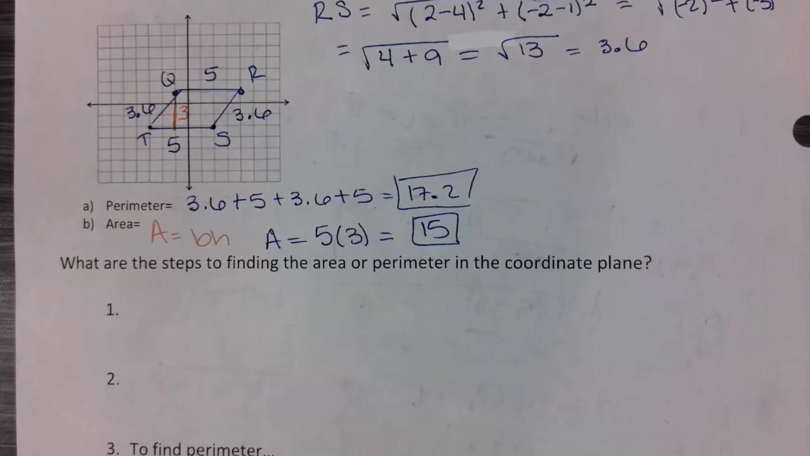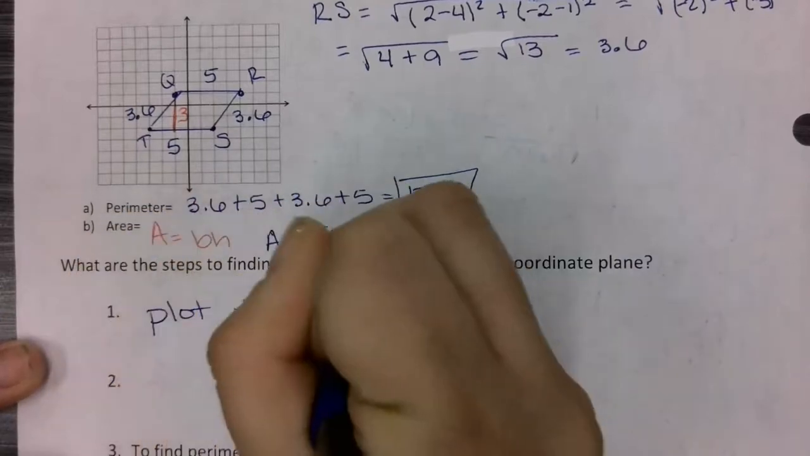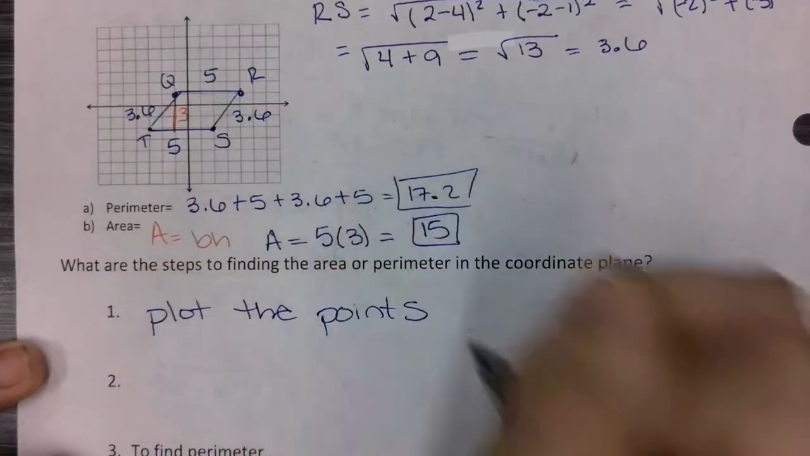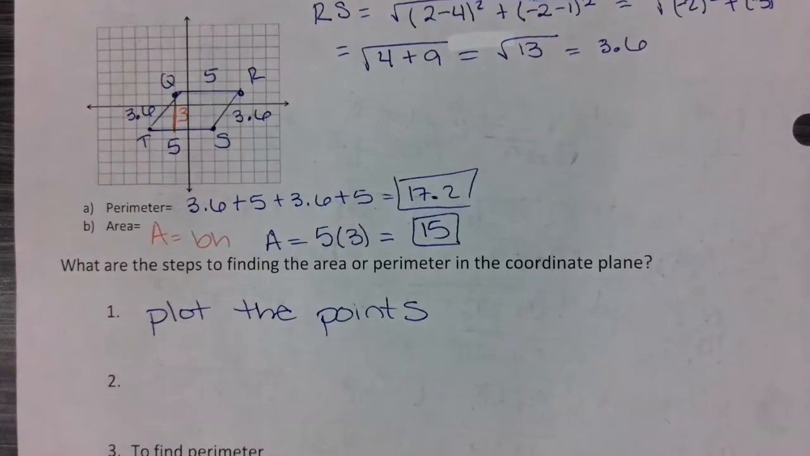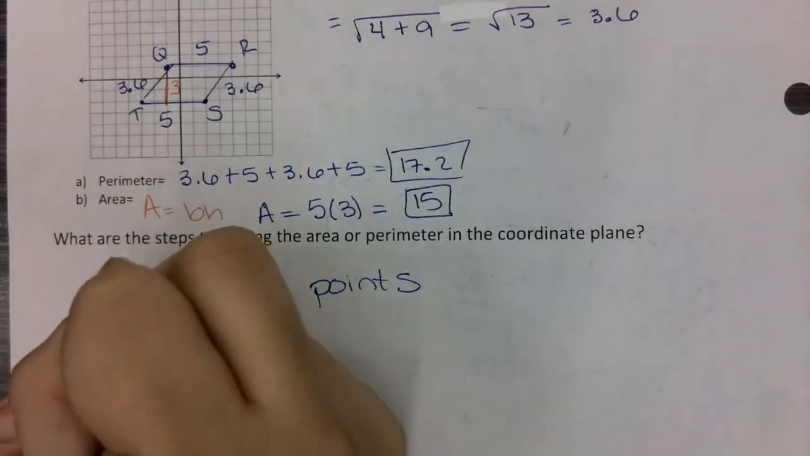So, what were the steps to finding area or perimeter on the coordinate plane? What was the first thing we had to do before I could do anything? Yeah, plot the points. Then the second thing I had to do was find what? I had to find the side lengths using what?